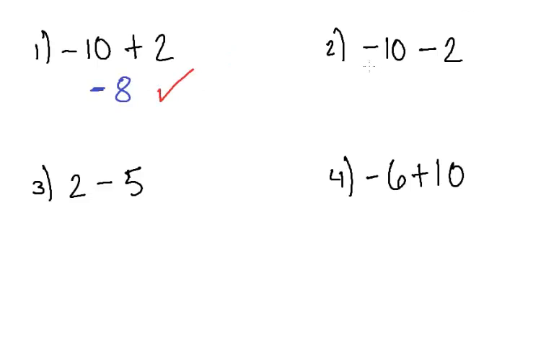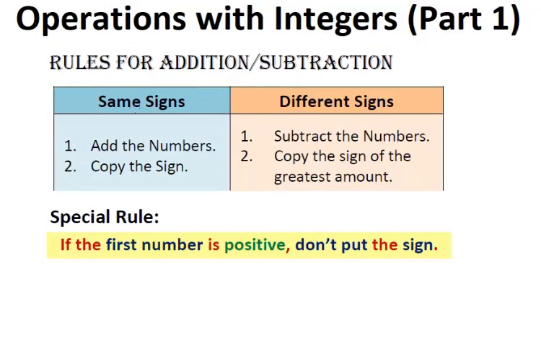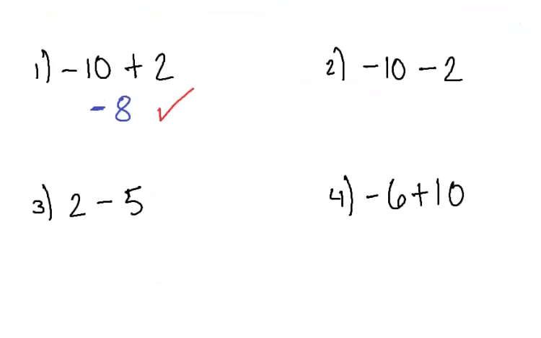Now let's see this other example. Minus 10 minus 2. Both of them are negative. So what happens when they have the same signs? If two numbers have the same signs, you are going to add them and you're going to copy the sign. So minus 10 minus 2, I am not going to subtract. I am going to add them. The answer will be 12. But because the numbers are negative, I am going to copy the sign minus. So the answer, in the end, will be negative 12.